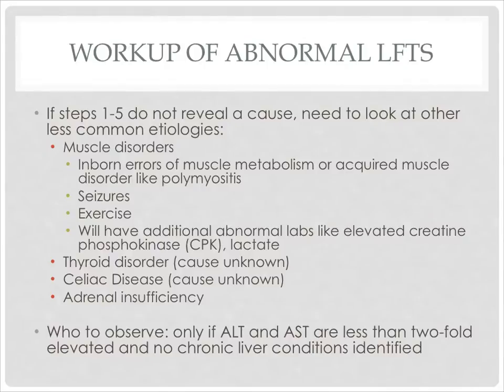Okay, so if steps 1 through 5 did not yield a cause for these chronically elevated LFTs, then we need to start thinking outside the box and say, geez, is this coming from an organ other than the liver? If you recall, the ALT and the AST and the alk phos can be produced by other organs in the body. So now we should start thinking about other systems here. For instance, muscles. Folks can be born with an abnormality with muscle metabolism, or they can acquire a muscle disorder such as polymyositis. Patients with seizure disorders will affect the muscle system, and folks who exercise on a regular basis can also have some abnormalities there.